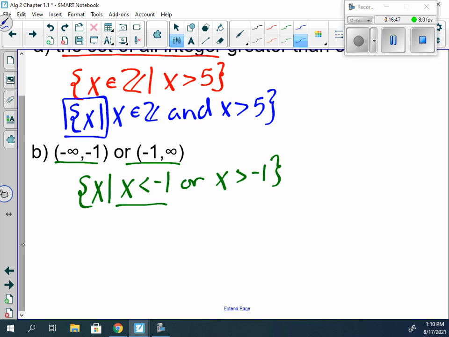Let me get a different color. We can actually write this simpler. Because we're talking about all real numbers, yes? Is there any number that would not be contained in this set? There is one. So -1 to infinity, would 0 fit in here? Well, yeah, 0 is greater than -1. So that doesn't work. So -2 would be less than -1.